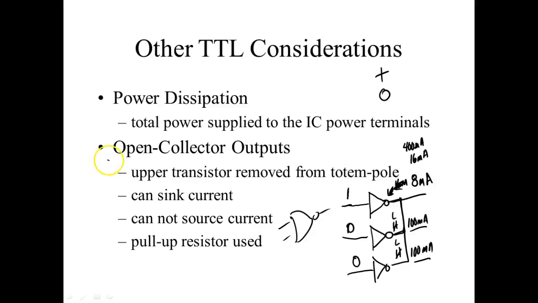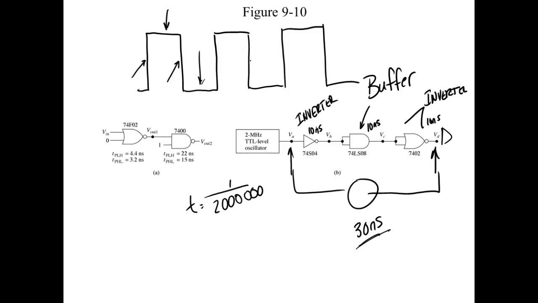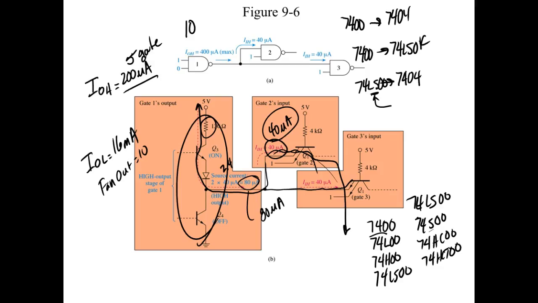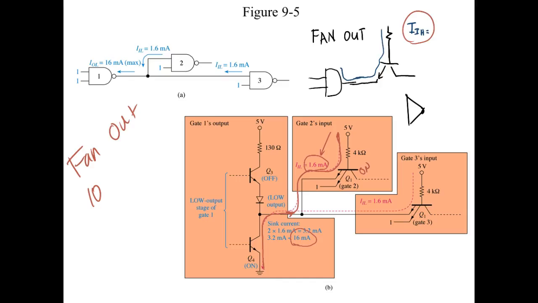So what they did is they came out with a type of gate called an open collector output. What do we mean by that? Well, we come up here and do away with that transistor right there. Now the gate can't output a high, but it can output a low. So we can sink, but we can't source.